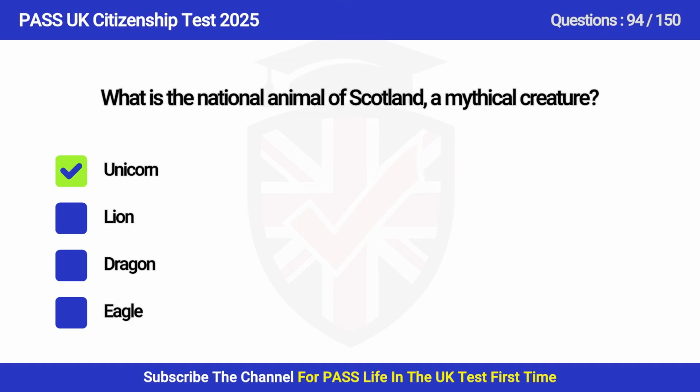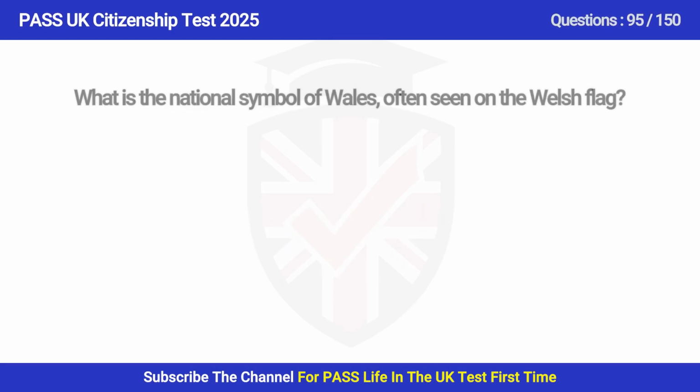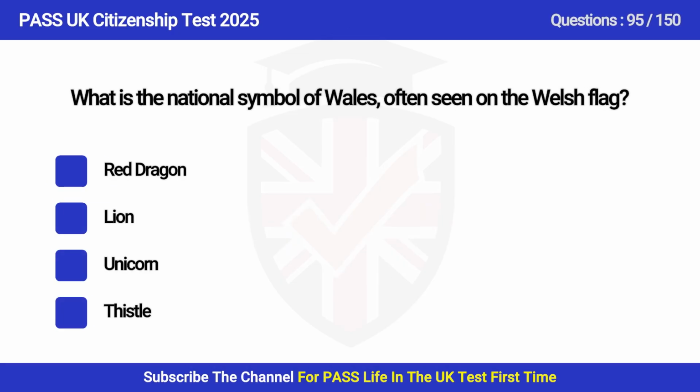The answer is A. Unicorn. The unicorn was first used as a royal symbol by William I, and was officially adopted as Scotland's national animal in the fifteenth century. Question 95. What is the national symbol of Wales, often seen on the Welsh flag? A. Red dragon. B. Lion. C. Unicorn. D. Thistle.